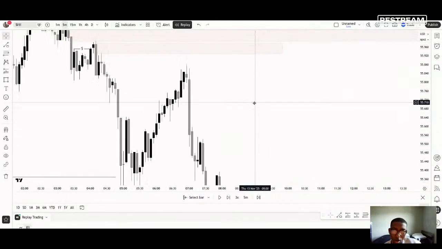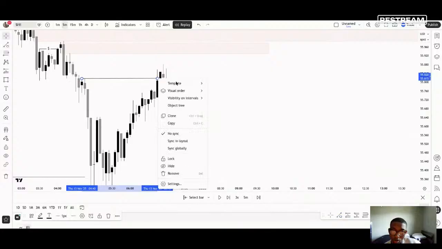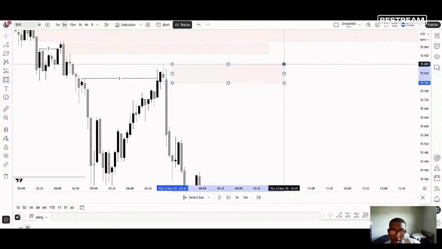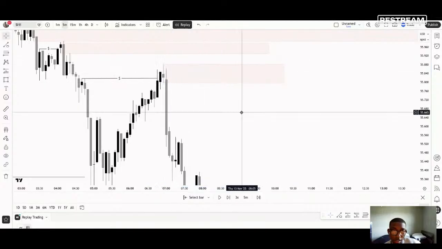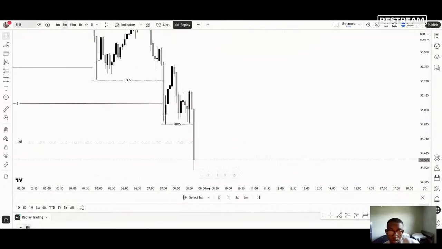All right, and I can mark all of these supply zones, but we're gonna separate them, because every single supply zone is not gonna work, and the way that we determine it is basically by premium and discount. So honestly, I just have to wait for price to start pulling back just a little bit.